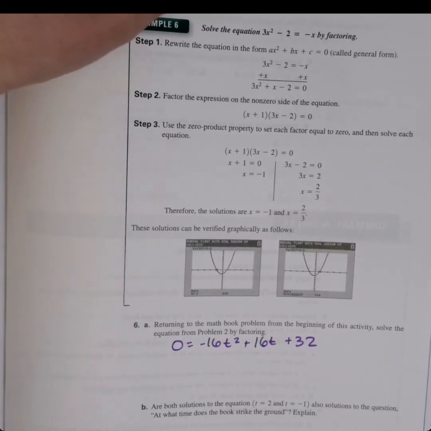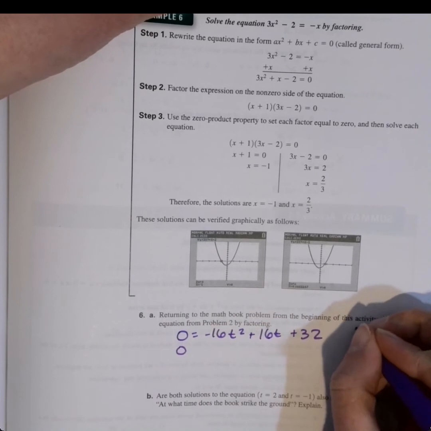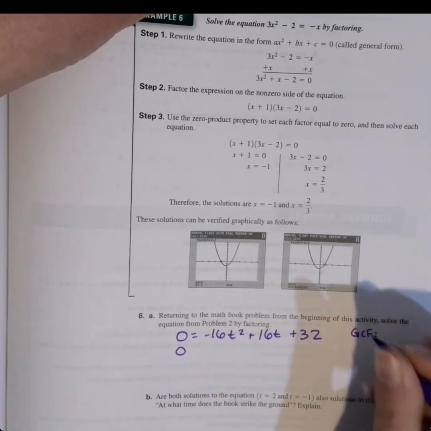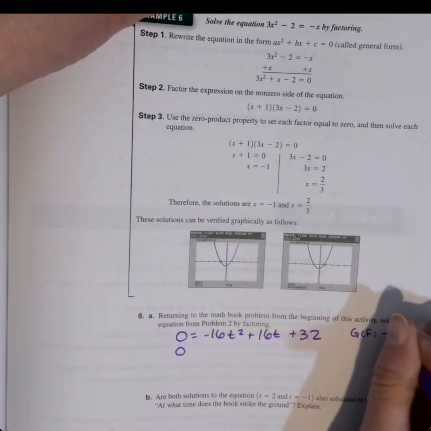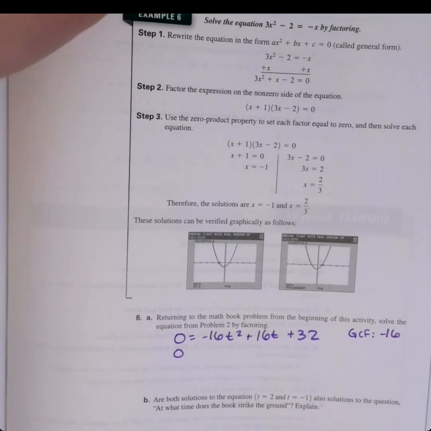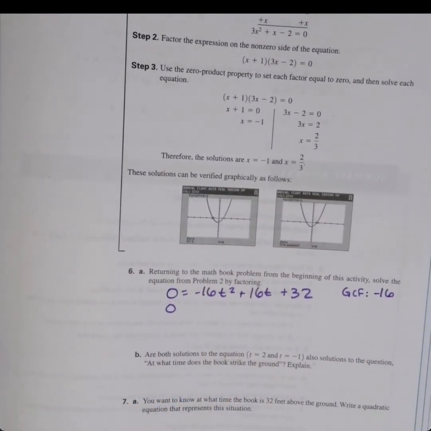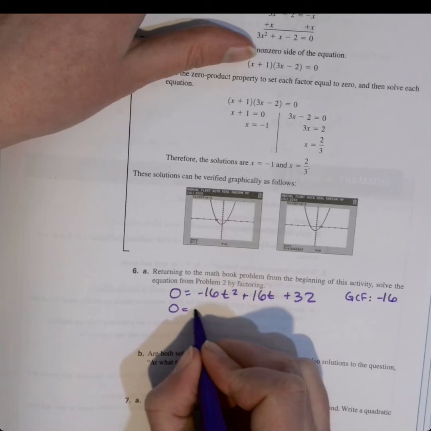The very first step of any factoring is GCF. These numbers have a GCF of 16, it goes into all of them, and if the first term is negative, pull the negative. So I'm going to say the GCF is negative 16. I don't want to factor with a negative t squared because that would be the a not equal to 1 case, which is more challenging. So get rid of the negative while you're pulling out your GCF. So I'm going to take negative 16 out.